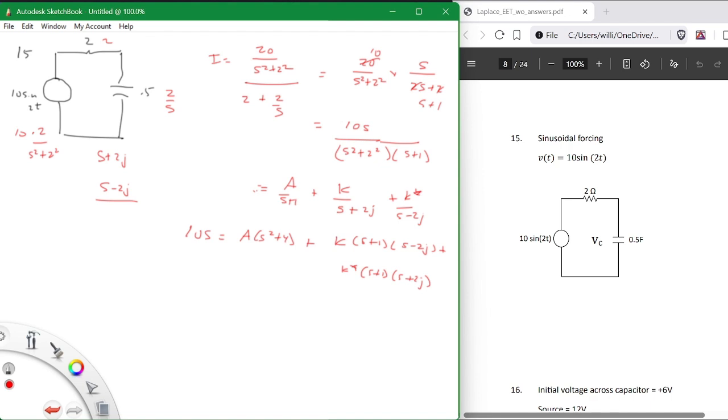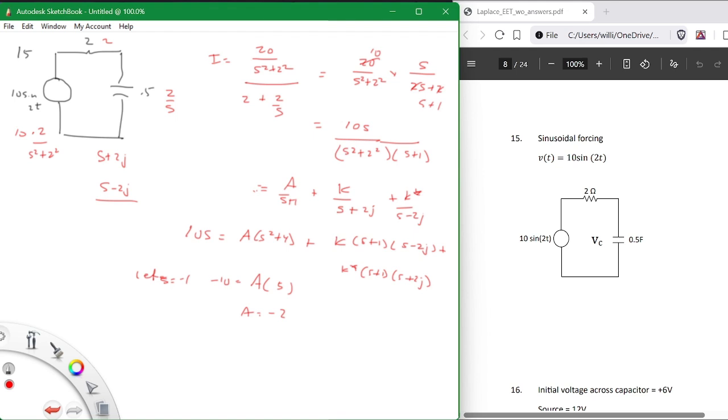All right, so first of all, we let s equal what? Minus 1. This term goes away, and this term goes away, this term stays. 1 plus 4 is 5. Minus 10 is equal to A times 5. A is equal to minus 2. So we got our A term.